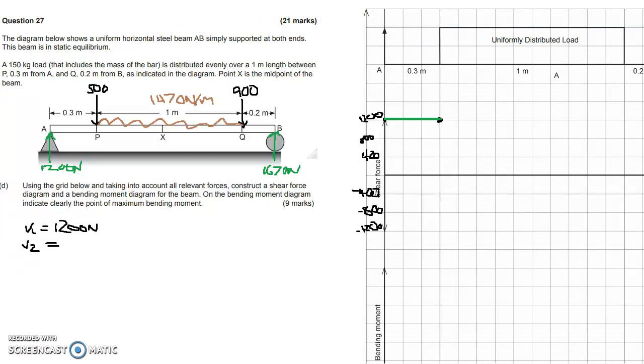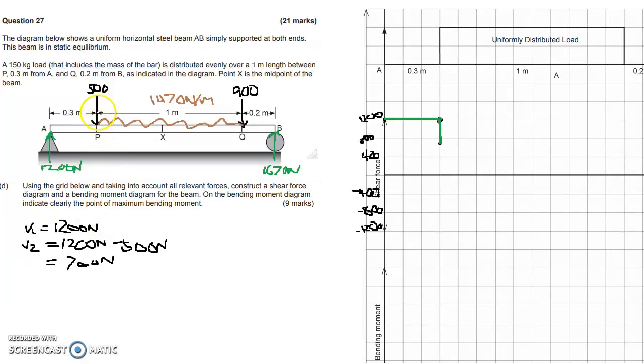So my calculation is going to look just like this. V2 is going to be the value of my last shear force, subtract the value of the point load, unless it's going upwards, in which case you would have to add. So 1200 take 500 is 700 newtons. So I know that right here we're going to have a value of 700 as well. So I can go ahead and draw a straight line between those, just like that.